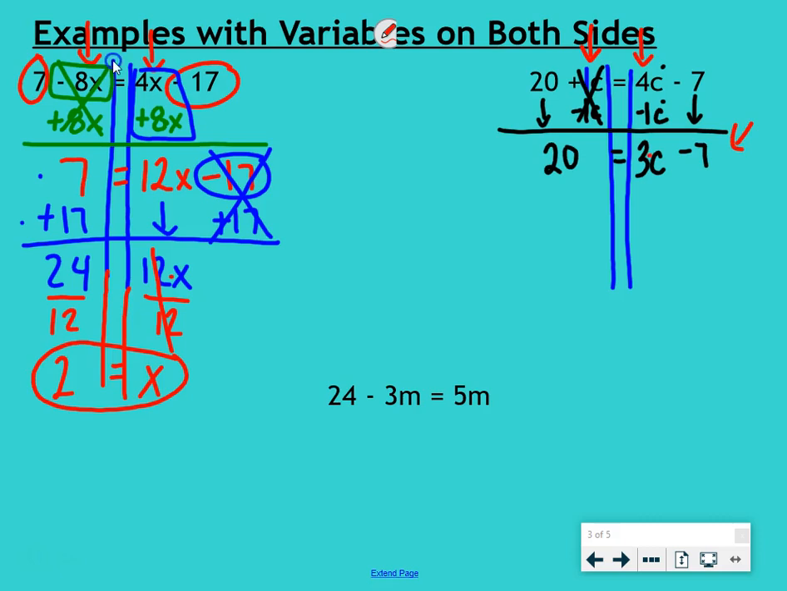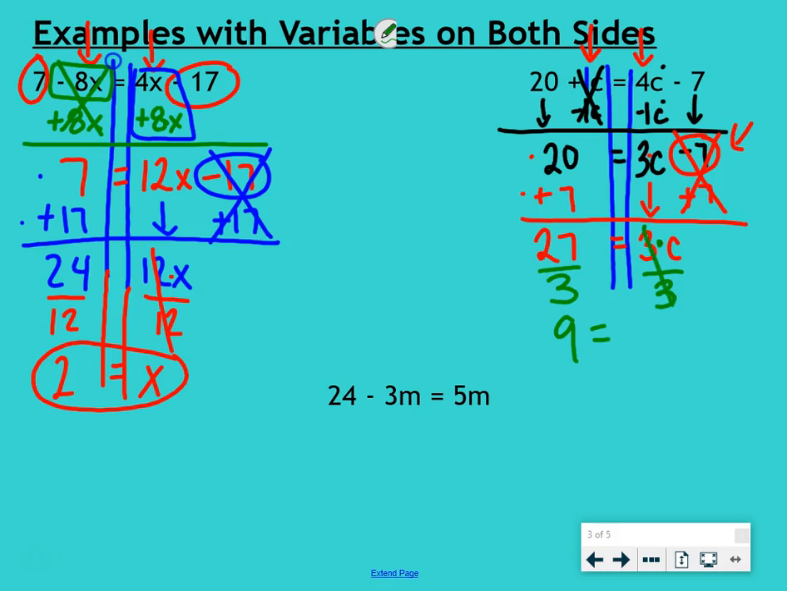We're looking at 3c minus 7. Before we can undo the multiply by 3, we have to undo this minus 7. Undo a minus 7 with a plus 7. 20 plus 7 is 27 equals 3 times c. Negative 7 plus 7 make 0. Next piece is to undo this multiplication here with division. We're multiplying by 3, so we want to divide by 3. 27 divided by 3 is 9. 3 divided by 3 is 1, and c.